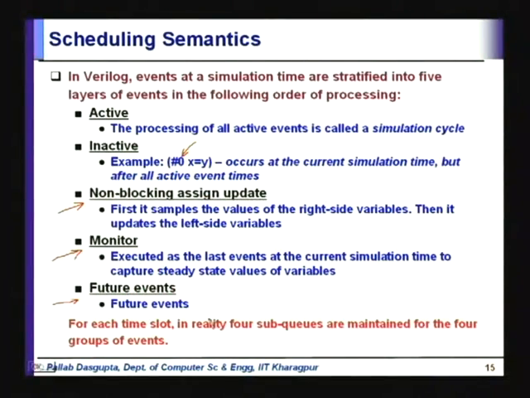For each time slot, in reality, 4 subqueues are maintained for the 4 groups of events. So, there are actually 4 different queues that are maintained for these events, all right.